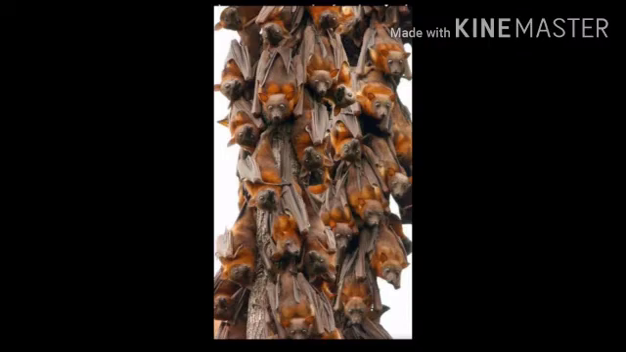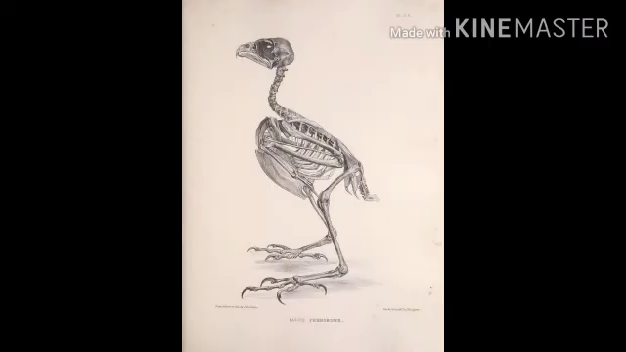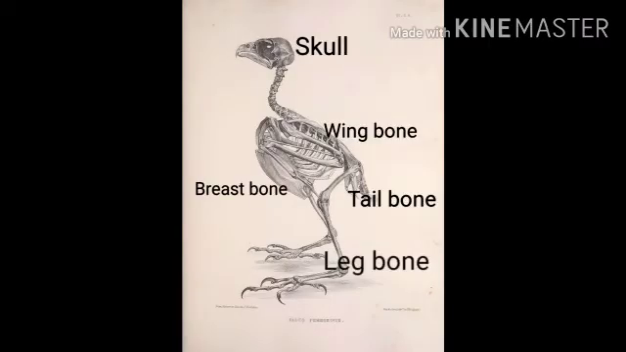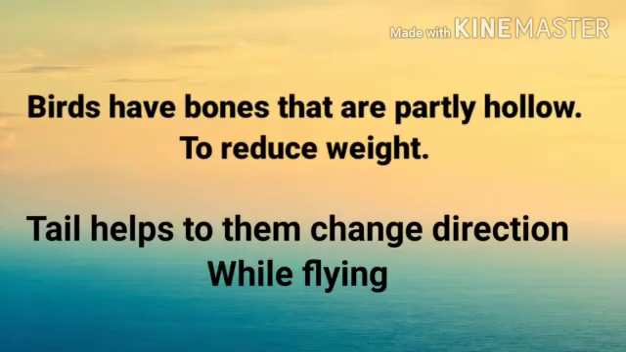A bird's whole body is designed for flight. This is the skeleton of a bird. You can see the picture and the labeling of the skeleton: skull, wing bone, tailbone, leg bone, breastbone. Birds have bones that are partly hollow to reduce weight.